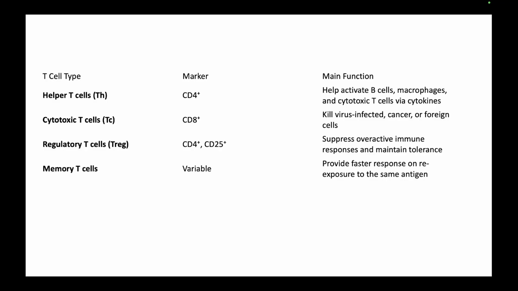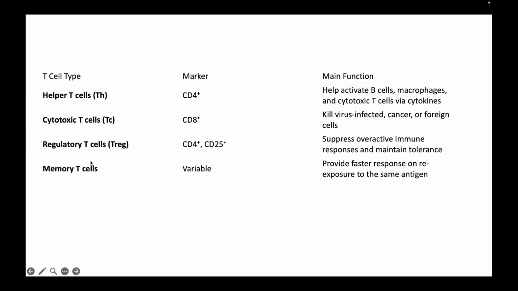First are the T helper cells. The marker is CD4 positive. All these cells have a specific marker called CD4, and that is why they are called CD4 positive. They help to activate the B cells, macrophages, and cytotoxic T cells via cytokines. Then there are the cytotoxic T cells, which have the CD8 marker and are called CD8 positive. They kill virus-infected, cancer, or foreign cells.